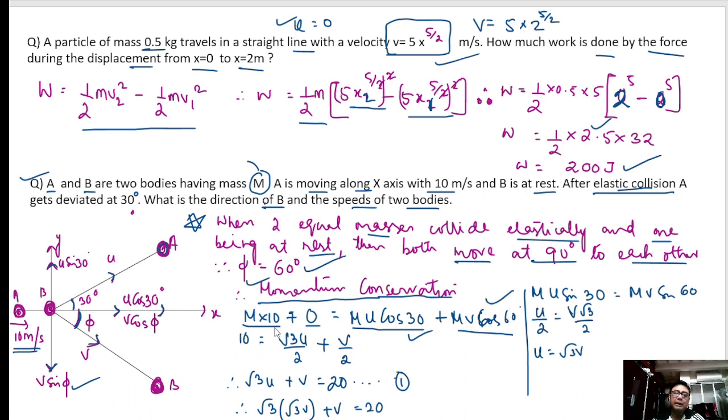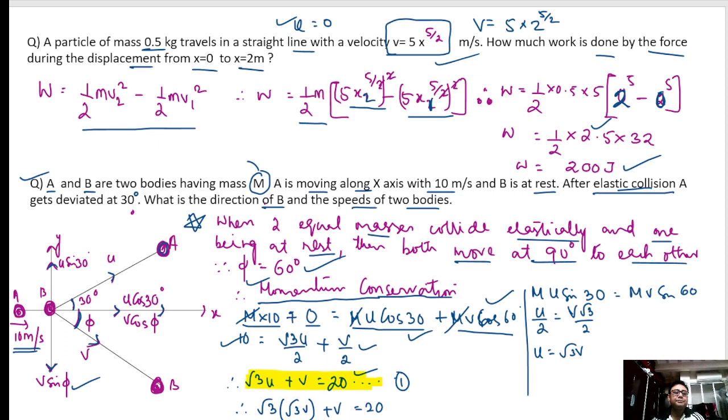Putting the values, this is m into 10. We know that m will be cut out from both sides. So it is 10 equal to root 3 by 2 u plus v by 2. So root 3 u plus v equal to 20. We know till here root 3 u plus v equal to 20. So let us highlight this equation. First equation we got till here.